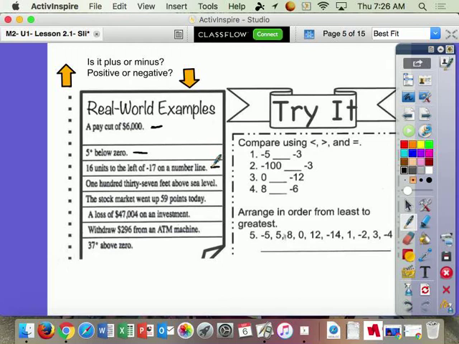The negatives, all right? At 137 feet above sea level, that means that it's positive. The stock market goes up, obviously up means good, positive. A loss of $47,000 on an investment. If you're losing that much money, you think that's a good thing? Nope. Withdrawal. If you withdraw, that means you're taking money out of something. So that's a negative. 37 degrees above zero, again, that's a positive.